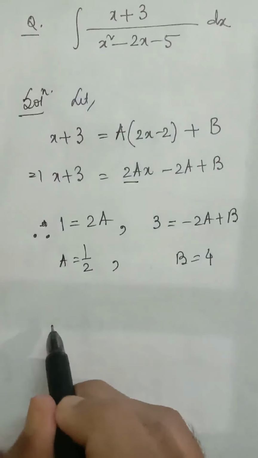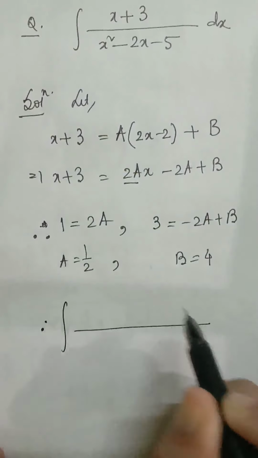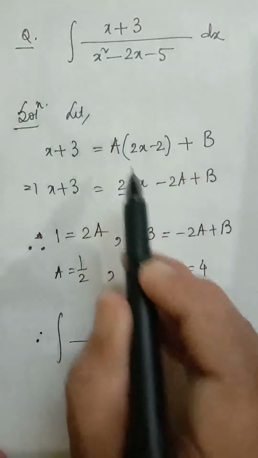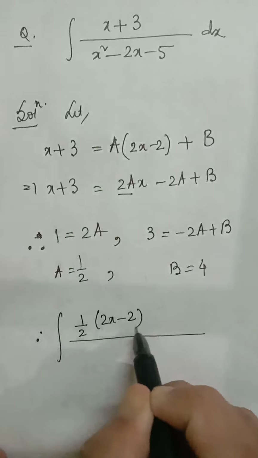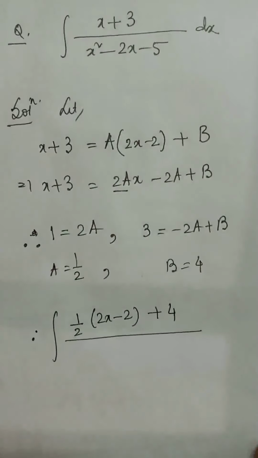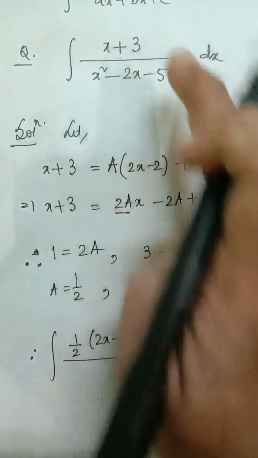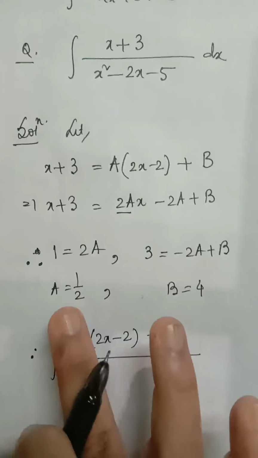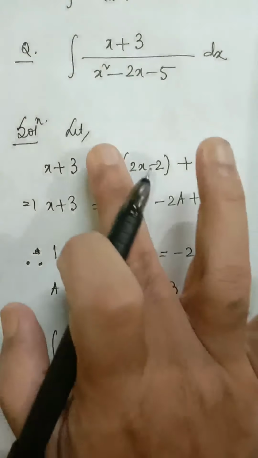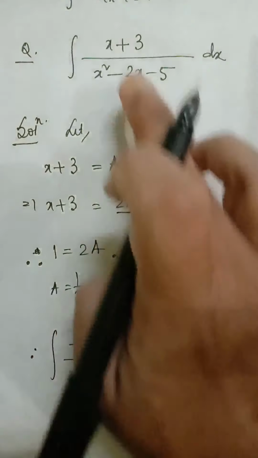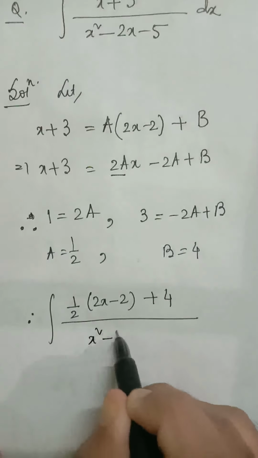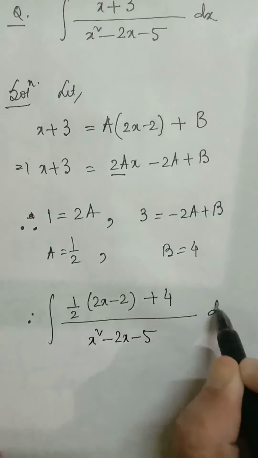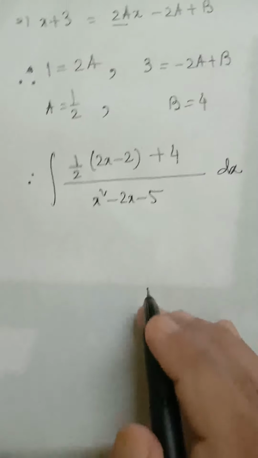So therefore x + 3 equals, now we can write a as half, times (2x − 2) plus 4. We have to express the numerator in the form a times the derivative of the denominator plus b, and first we have to find the values of a and b, which we already calculated, half and 4. Now we have replaced a by half, b by 4. So this equals half times (2x − 2) + 4 divided by the denominator x² − 2x − 5 dx. Next part, you have to separate.